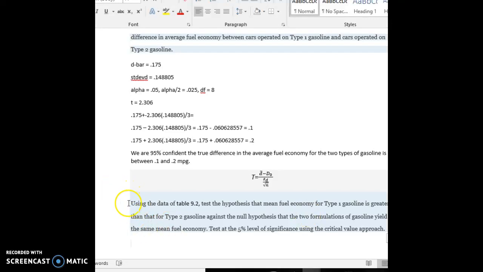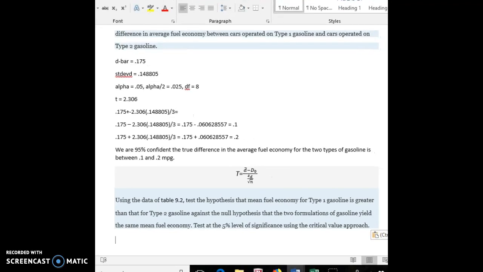Okay, so in this next example, we're using the data from table 9.2 to test the hypothesis that the mean fuel economy for type 1 gasoline is greater than that for type 2 gasoline, against the null hypothesis that the two formulations of gasoline yield the same mean fuel economy. We want to test this at the 5% level of significance using our critical value approach.